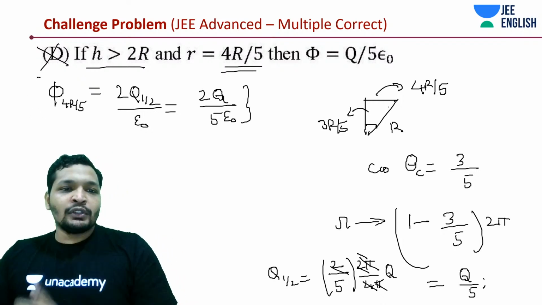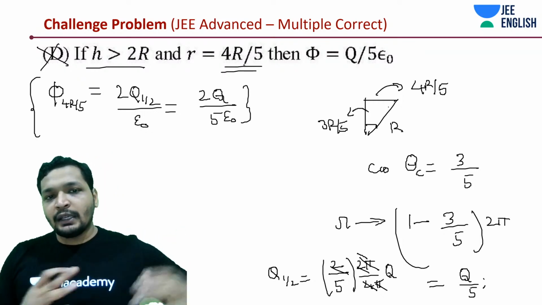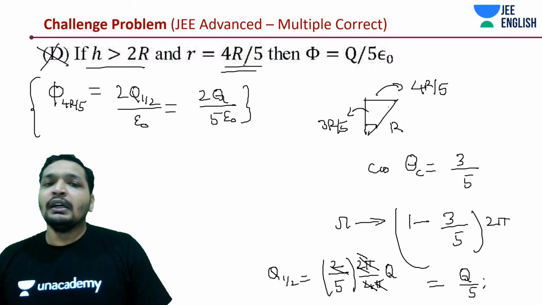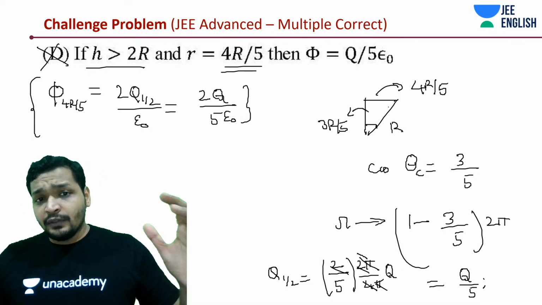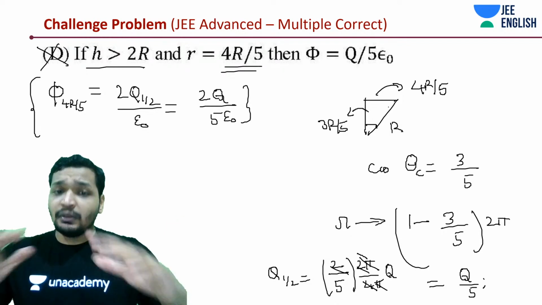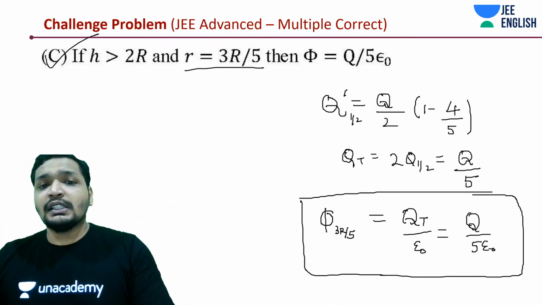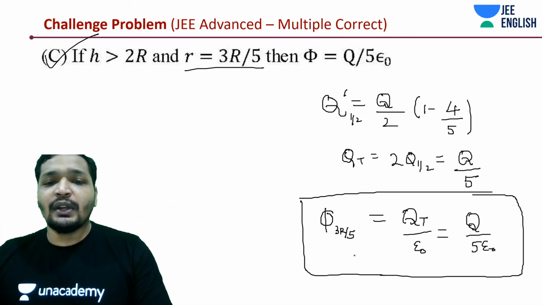And one more thing you have to remember is if you are mathematically getting confused here and there, remember this is 4R by 5. Greater radius should contain more charge, more surface area should be covered, whereas this is 3R by 5, lesser should be covered, hence your answer is correct.